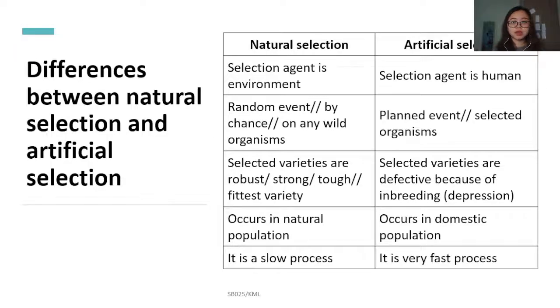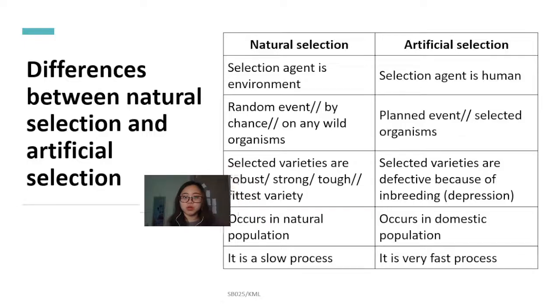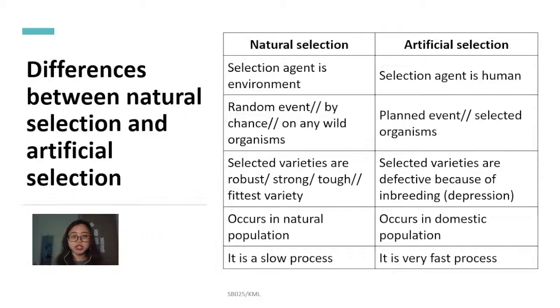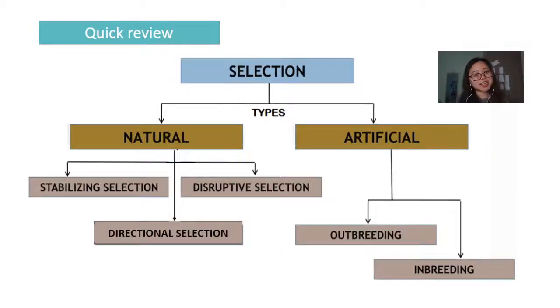So of course, we can compare between natural and artificial selection. You can compare them in terms of the selection agent, whether it's random or planned, how the varieties are selected, what is the result of the varieties, whether it occurs naturally in natural populations or only in domestic populations, and whether it is a fast or slow process. So these are some ways where you can differentiate between natural and artificial selection. And that brings me to the end of 3.1.